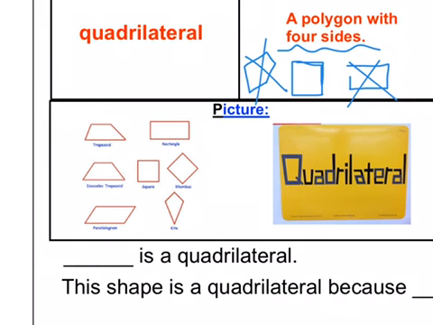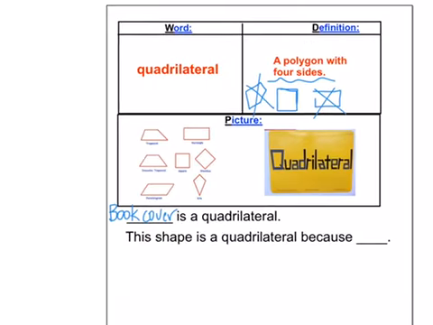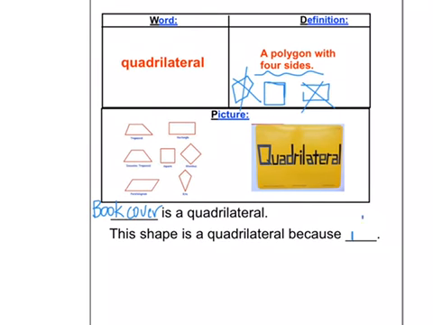If you look at the cover of a book, the cover is a quadrilateral. And this shape is a quadrilateral because it has four sides.